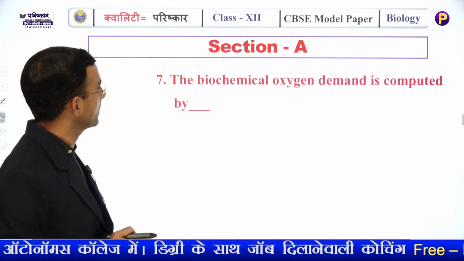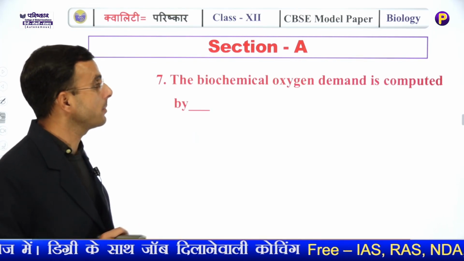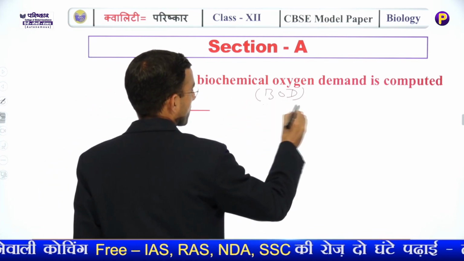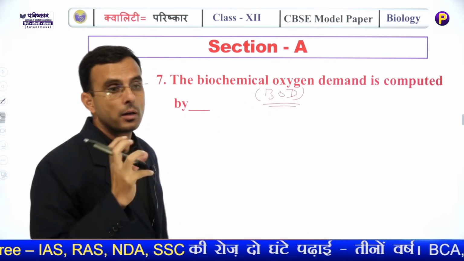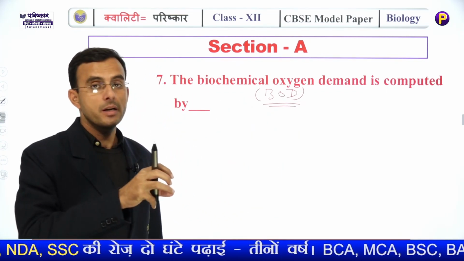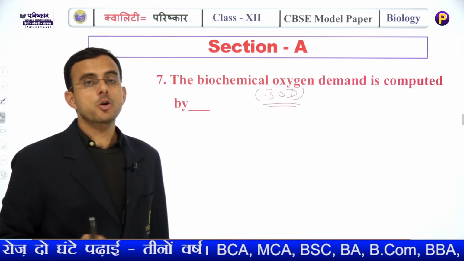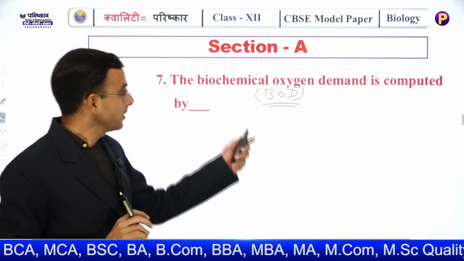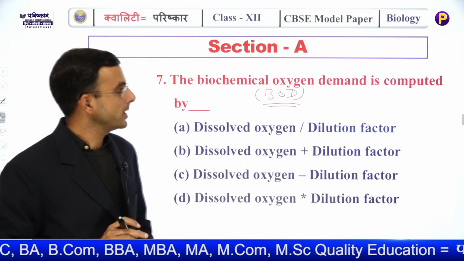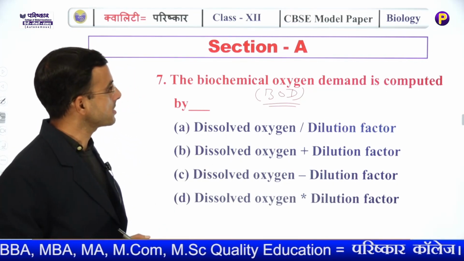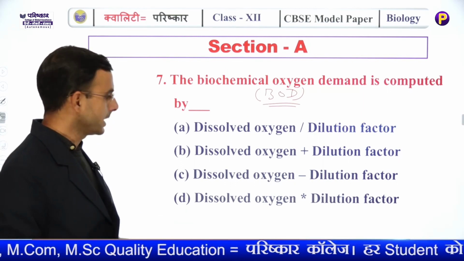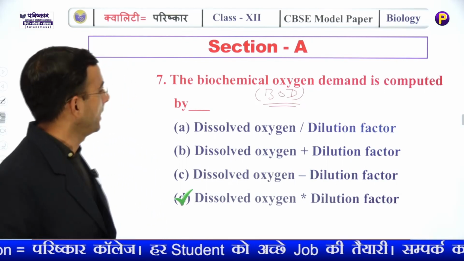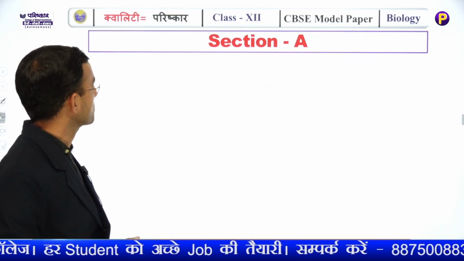Now the seventh question is the biochemical oxygen demand. What is that demand in the biodegradation of biotic material in water conditions? That is the demand, and how is it calculated? So option D is the correct one: dissolved oxygen multiplied by the dilution factor, and that is the characterization of the biochemical oxygen demand.